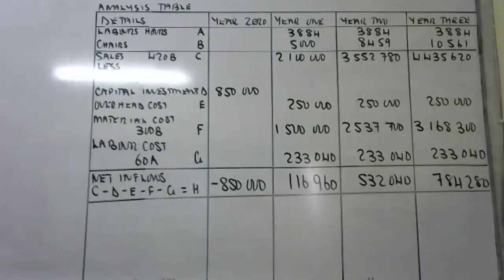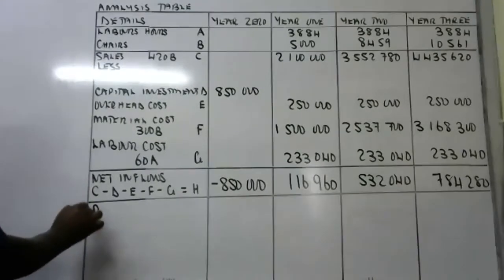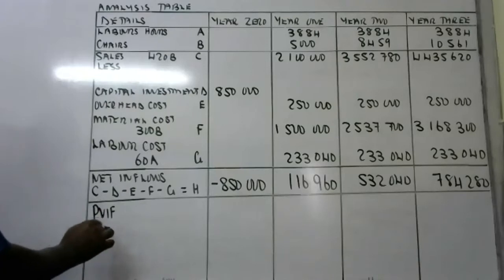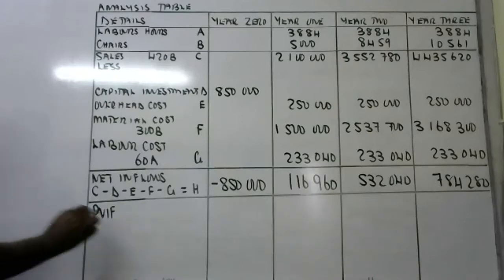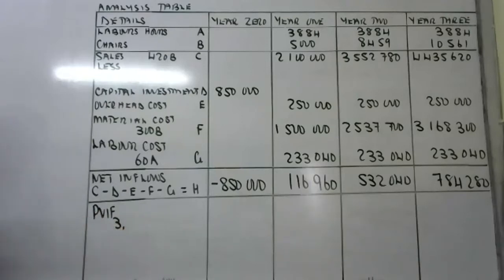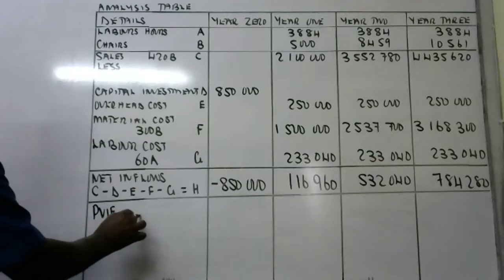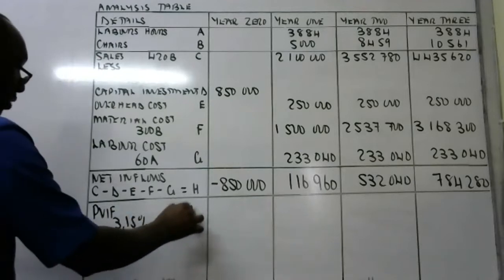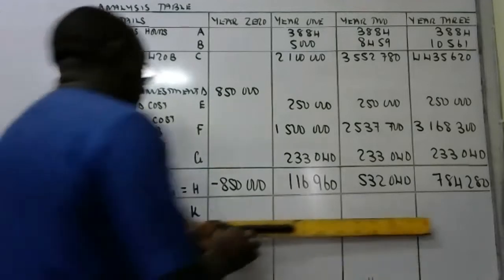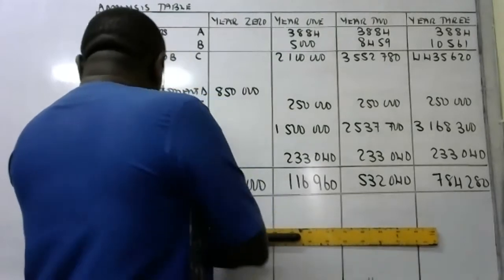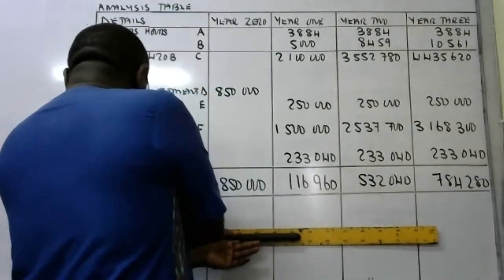Okay, the next thing that we need to get is the PVIF. The PVIF at 3 years. And the interest rate we are told is 15%, and we can call that one K.